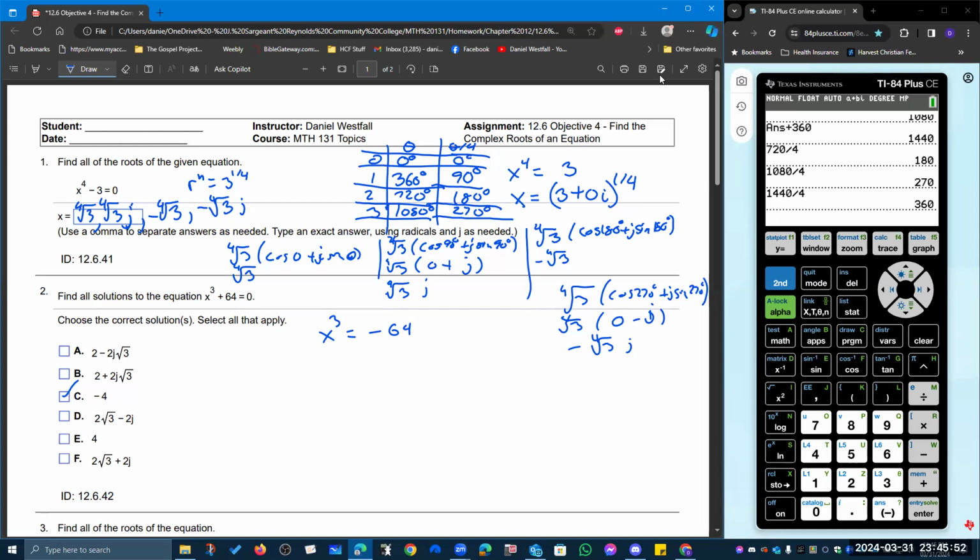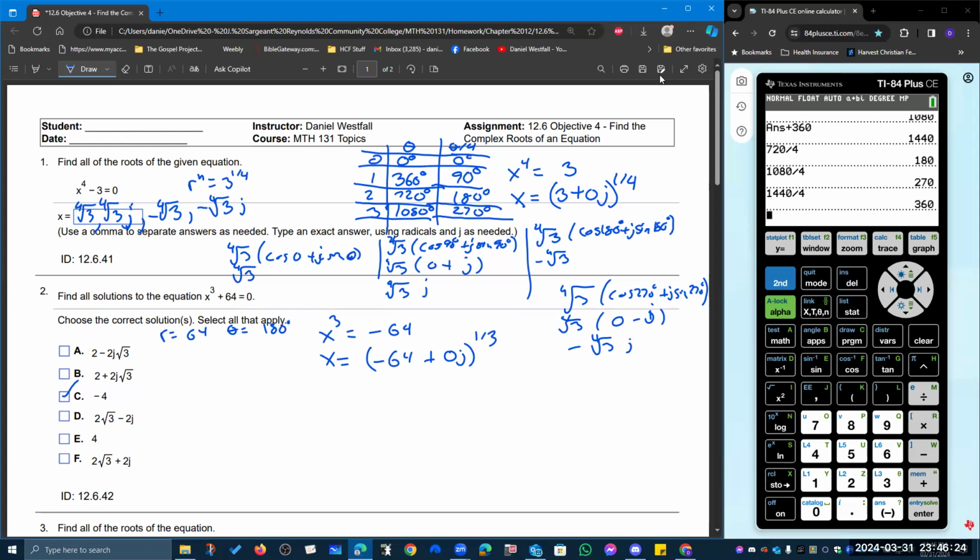So x is equal to negative 64 plus 0j raised to the 1/3 power. Fix that, but that's a j. So this is going to be r equals 64. Theta is equal to 180 degrees.